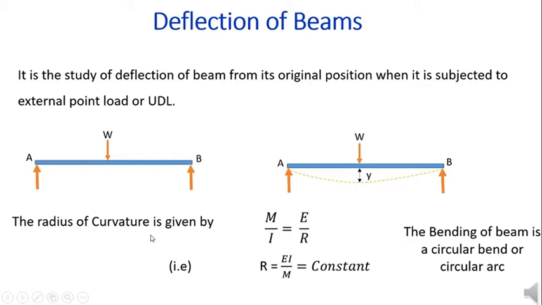The radius of curvature is given by the formula M divided by I is equal to E by R, so R is equal to EI divided by M, which is constant. The bending of the beam is a circular bend or circular arc. You can see in this diagram that a circular arc will be created.